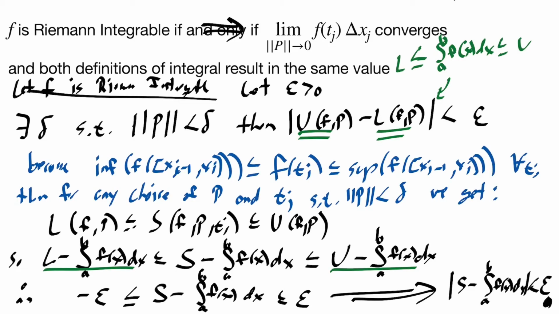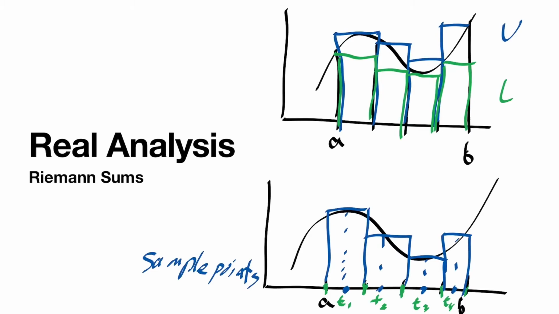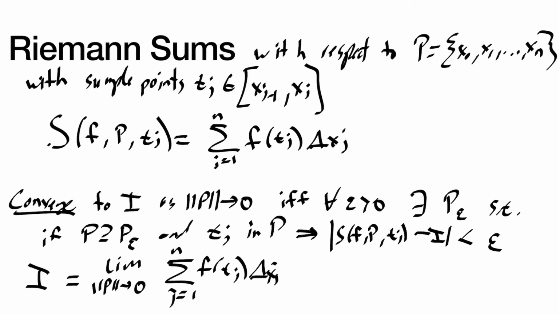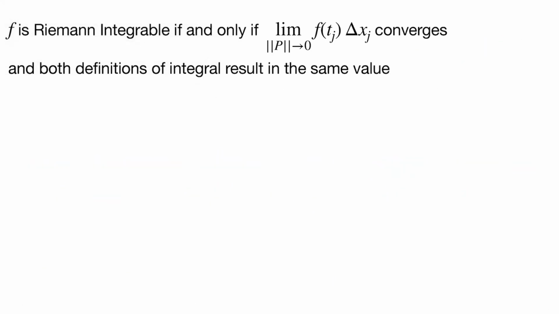Okay, so that tells us this direction, that if it's Riemann integrable, then the sum converges. So going back to where we were just a moment ago, that tells us that if the first problem works, then the second problem works as well. Now we just need to go the other direction and show that, well, if these sample points converge, then that means we also have upper and lower limits that converge. So we're really just taking these two definitions and trying to show that they're the same definition.